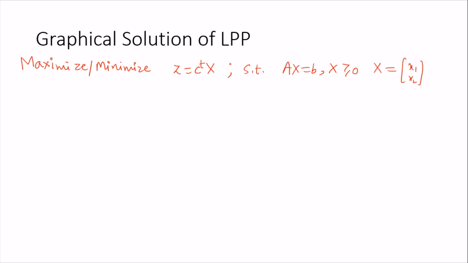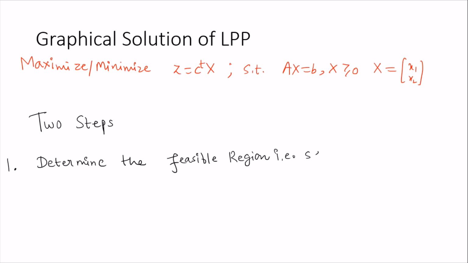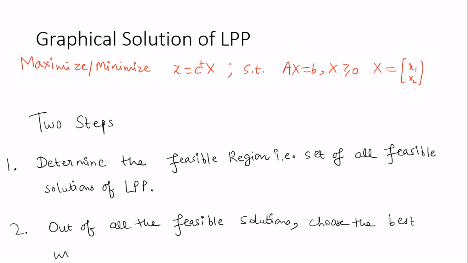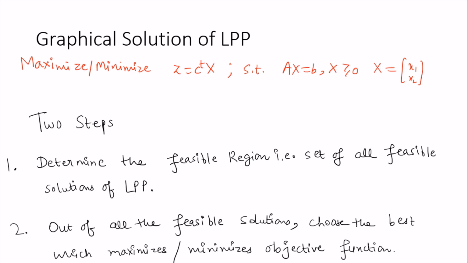The solution technique is divided into two steps. The first step is determining the feasible region, that means the set of all possible feasible solutions of the linear programming problem. Firstly we are interested in the feasible solutions of the LPP, and then out of all these feasible solutions we choose the best one, which is called the optimal solution, and that is going to either maximize or minimize the objective function, whatever kind of problem is given to us.